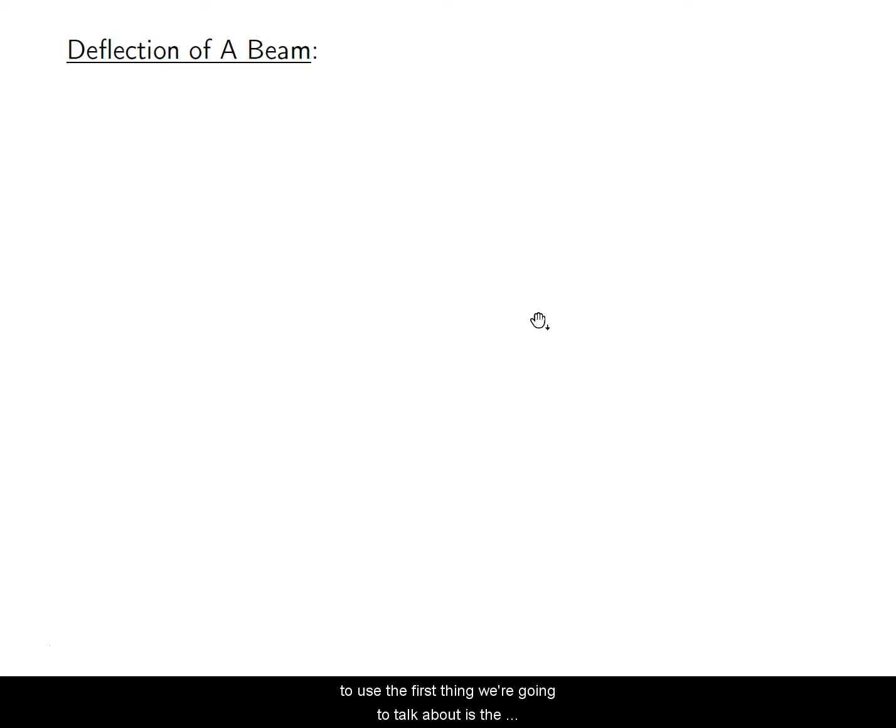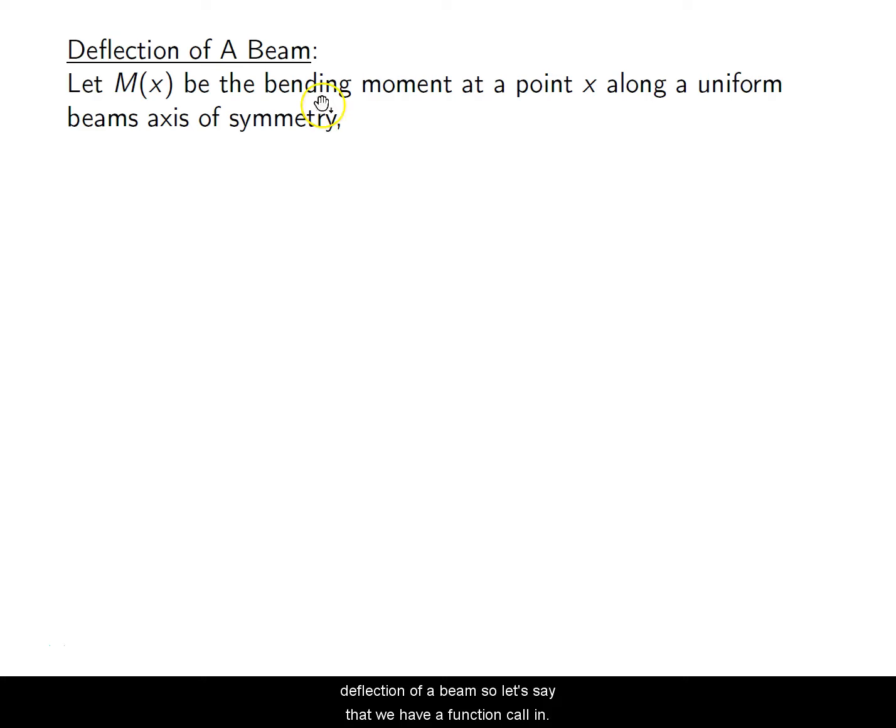The first thing we're going to talk about is the deflection of a beam. So let's say that we have a function, let's call it m, be the bending moment at a point x along a uniform beam's axis of symmetry. So what we're talking about here is that if we were to take cross sections of a support beam or a rod, each cross section is the same. That doesn't necessarily mean that it's all made of only one material. This beam could be made of multiple materials, but if you take cross sections of the beam, they're all uniform. They're all the same. Okay.